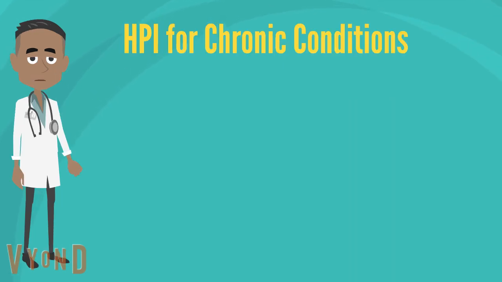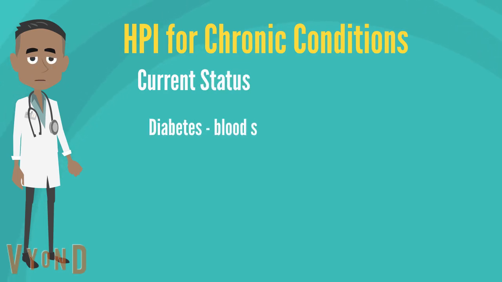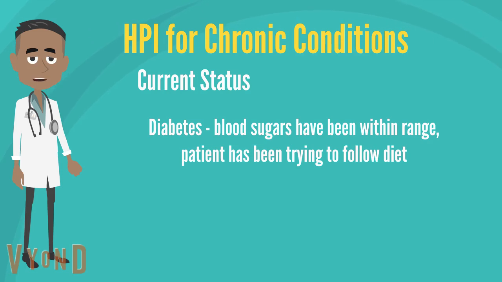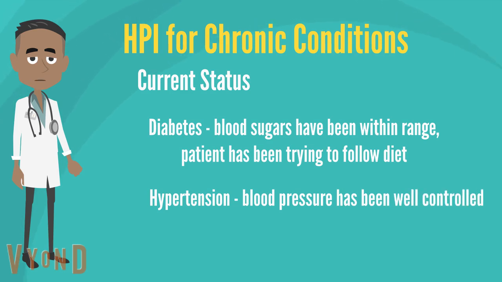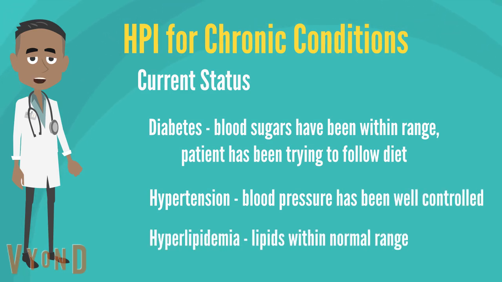At follow-up visits, the HPI may be best documented by describing the current status of each of the chronic conditions. Diabetes, blood sugars have been within range, patient has been trying to follow diet. Hypertension, blood pressure has been well controlled. Hyperlipidemia, lipids within normal range.